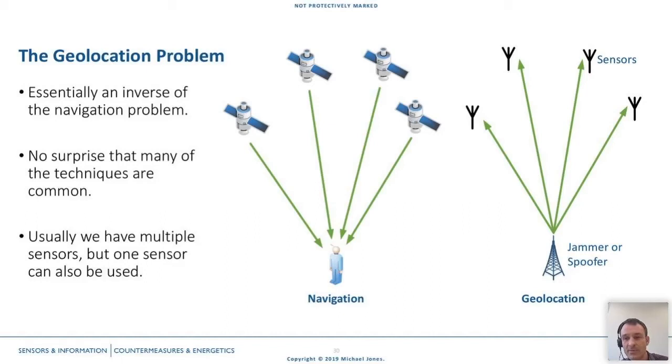So it won't come as any surprise, I guess, that a lot of the techniques that we use in navigation, particularly in GNSS and radio navigation, can be reused for the geolocation of jammers and spoofers. I've drawn multiple sensors here for geolocating the interference, but of course we can do it with a single sensor as well, which we'll touch on briefly.